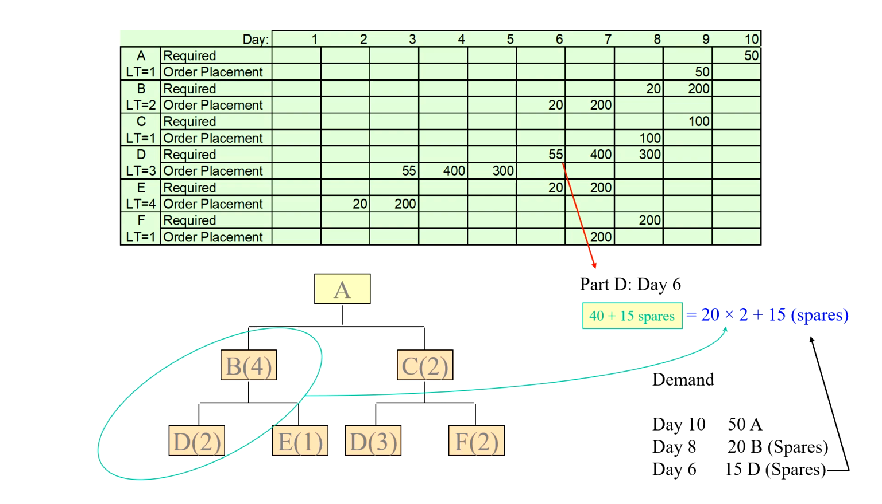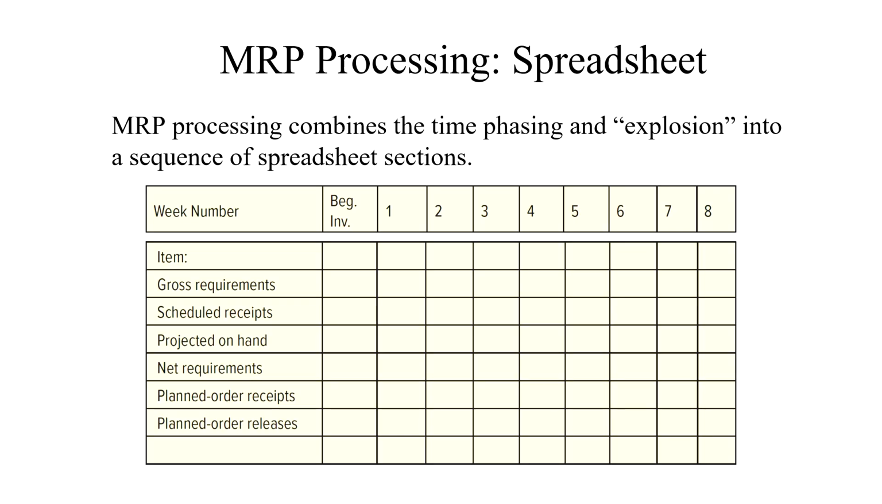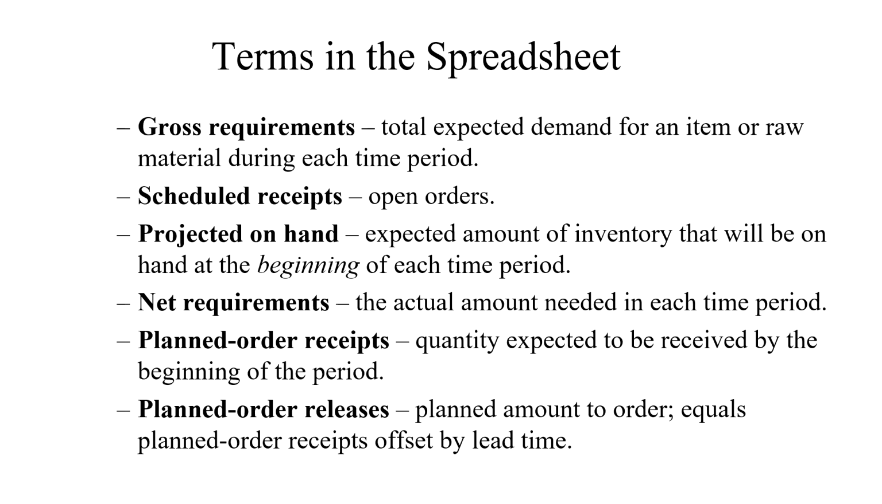Okay, so part D is saying day 6. It's showing our spares. So for 4 Bs, we need 2Ds, so on and so forth. That's where we're getting our numbers from. These are just examples. Here are the different terms in the spreadsheet.